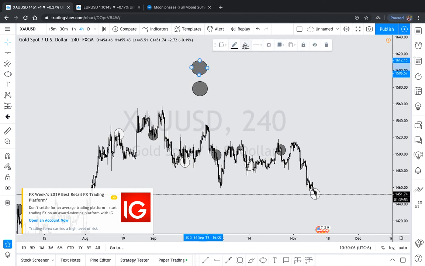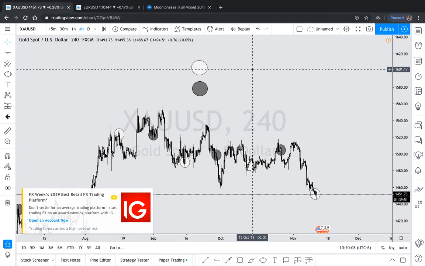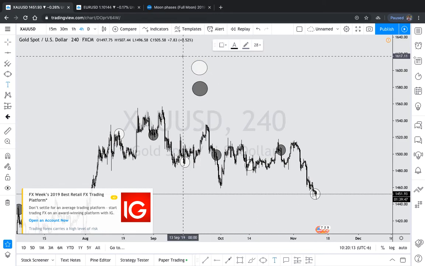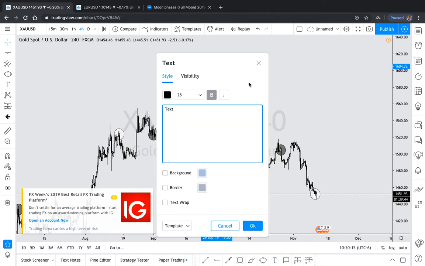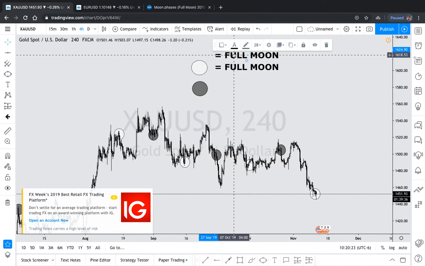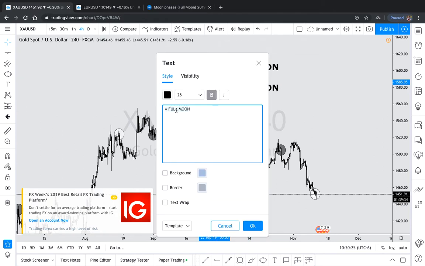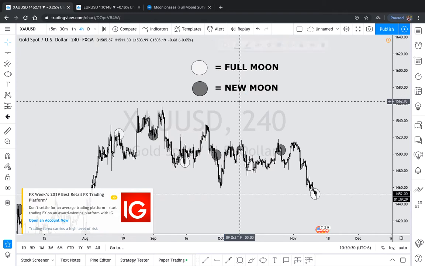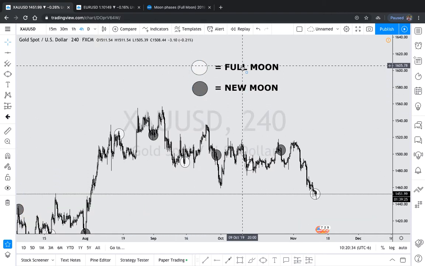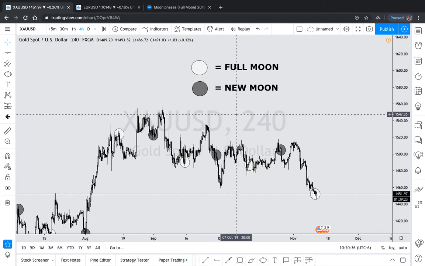For this first one, this is going to be the full moon. The full one is white. It's full of light. That's just how I remember it, and the full moon is just brighter. So this first one we're going to call the full moon. And then we're going to label this next one and name it the new moon, so that you can distinguish between each of them. So obviously the full moon is the lighter one, and the new moon is this one.